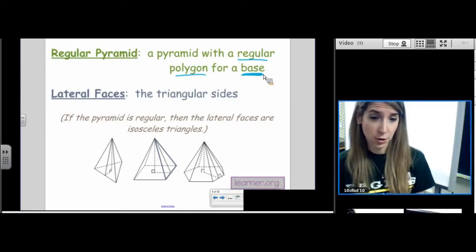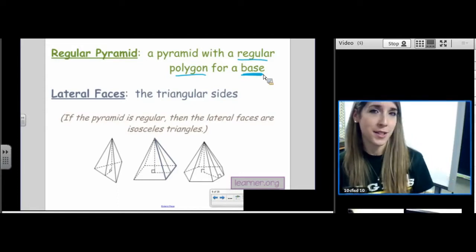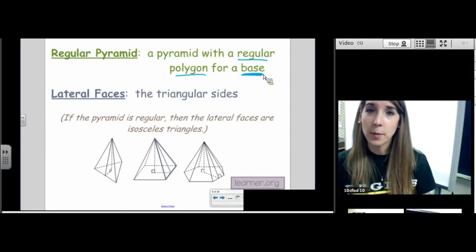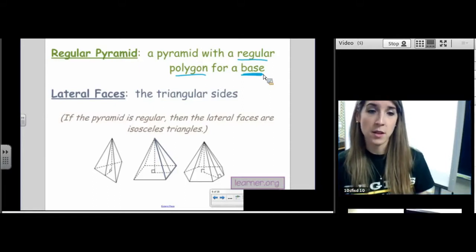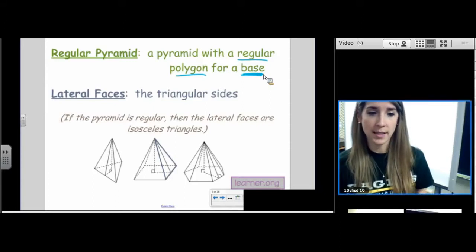The lateral faces are triangles. They're not only triangles, but they're isosceles triangles. The reason they're isosceles is because our bases are most of the time going to be regular. So they're going to be not just triangles, but isosceles triangles.